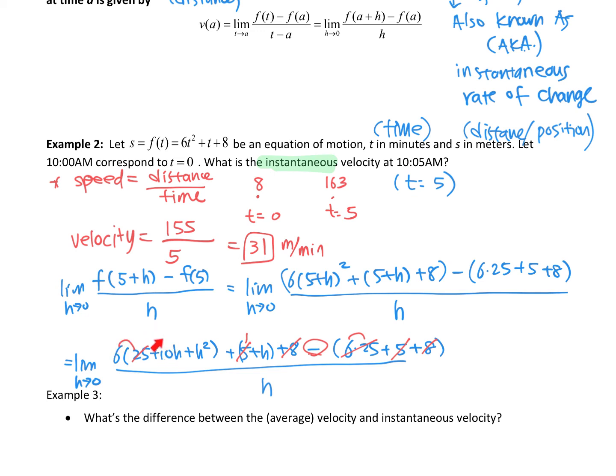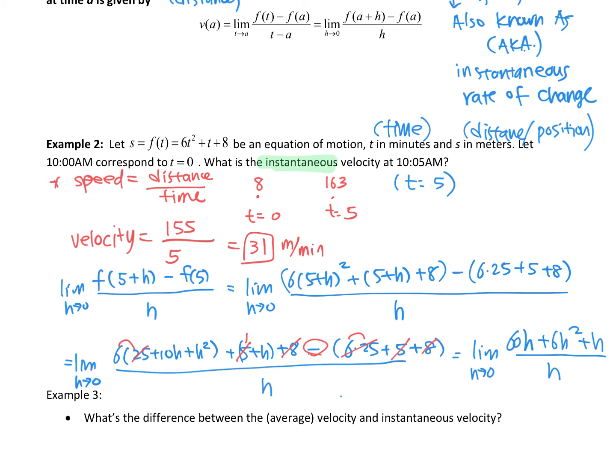So 6 times 10h. So this part is kind of easy to forget to distribute. So 6 times 25, already did that. 6 times 10h, so that'll be 60h. Limit as h goes to 0, 60h. Then what else? I did this, the 6 times h squared, plus 6h squared. And then what else do we have? So I got this, and then there's h left, and everything else is canceled. So plus h all over h. All right, I think we're almost there.